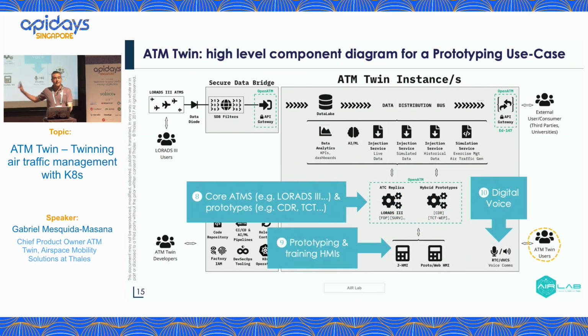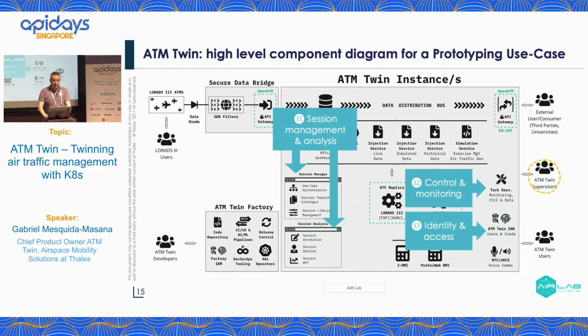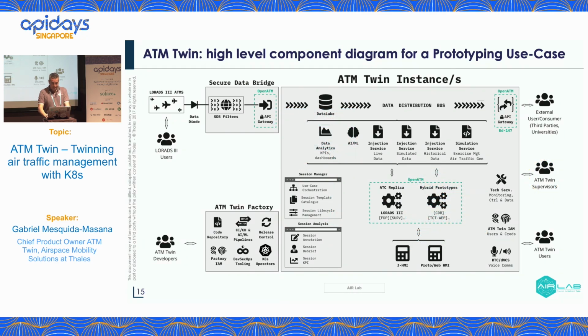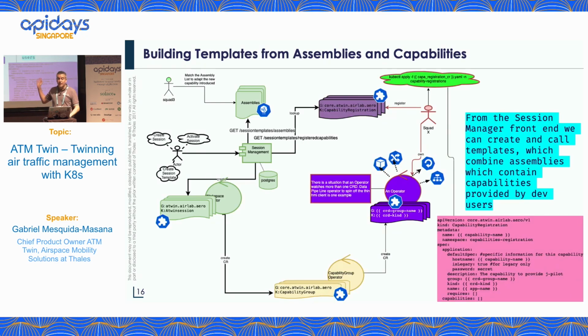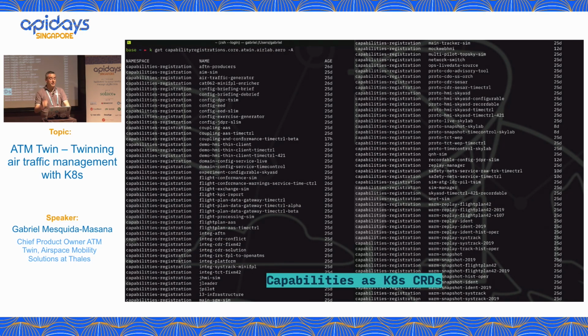And then you have the core things, LORADS 3. I'm talking about the system that really manages the aircraft today in Changi. And you have prototyping, digital voice, lots of services, session management, control monitoring. Obviously, identity and access are important. What I was telling you, building templates from assemblies and capabilities, very important. So I'm going to get more into details. But this is how it looks like.